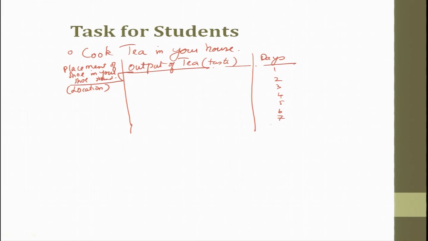So, I want you to do it for 7 days. The reason for doing this is you will try to see how repeatable your process is. You will never get an exact mean; you will always get a mean with a variation. So, this is the variation.